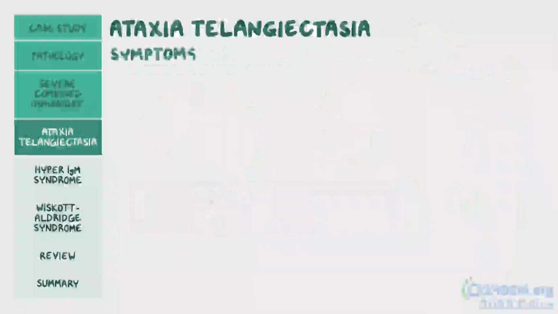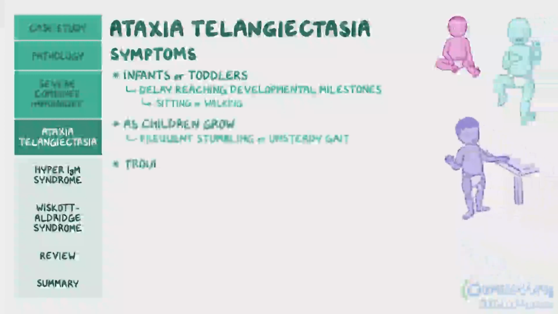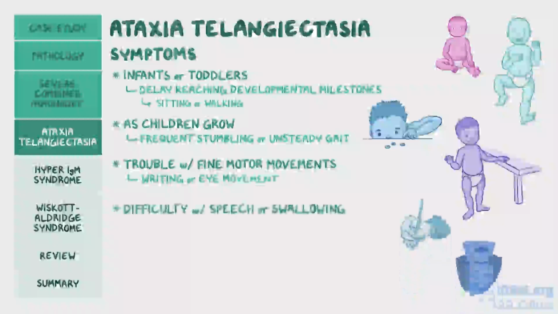In terms of symptoms, ataxia can first manifest in infants or toddlers as a delay in reaching certain developmental milestones, such as sitting or walking. As these children grow up, they can present with frequent stumbling or an unsteady gait, and trouble with fine motor movements like those needed for writing or eye movement. In addition, individuals can have difficulty with speech or swallowing, which can cause aspiration pneumonia.